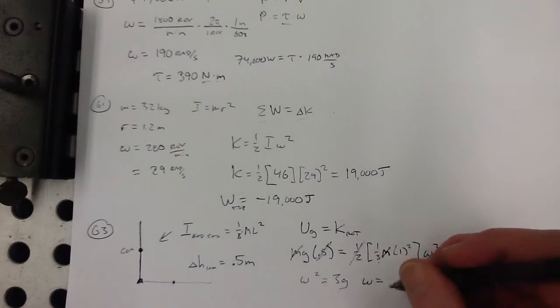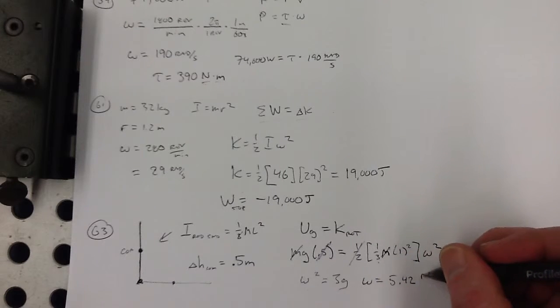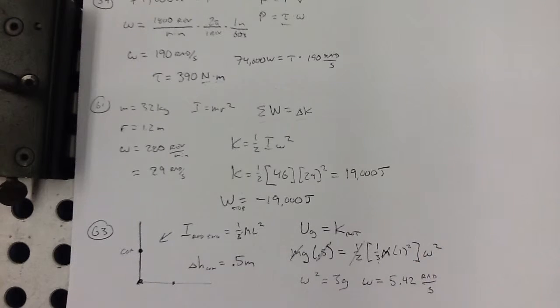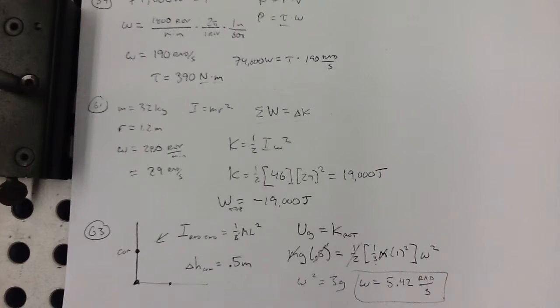Which is 5.42. I think we might have even seen that, depending on which class you were in, which example we did, we might have even seen that number come up. 5.42 radians per second. But that's not what they were asking for. I think they wanted to know how fast the end of the stick's going.